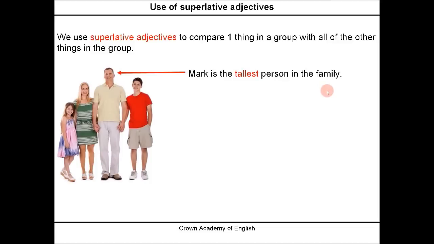Mark is the tallest person in the family. So there is a group of people. So there are four people, and we are comparing one person, Mark, with all the others. Okay? So this is the superlative here, tallest.